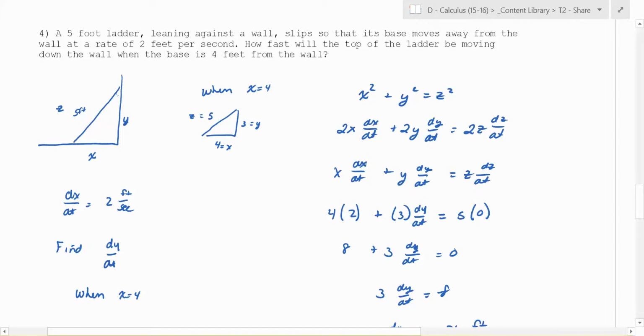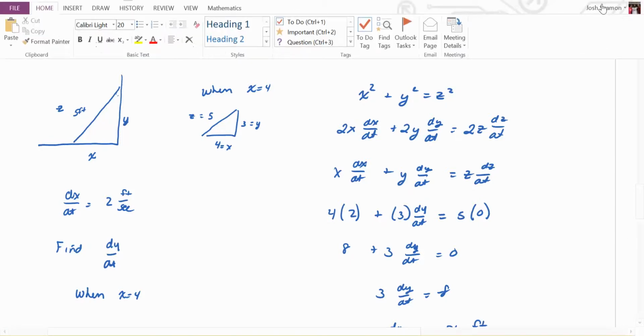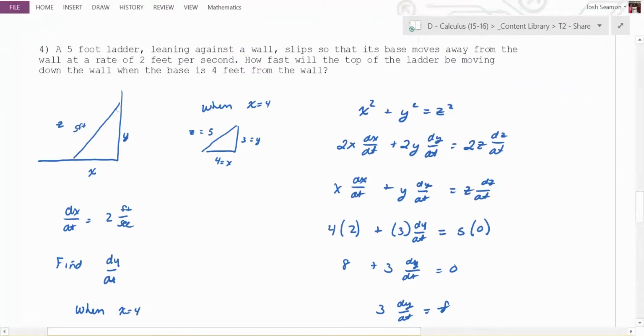Which rate of change do we know on this one? It slips down, it moves away from the base of the wall at 2 feet per second. So d what? What one do we know? We know that one. We know dx/dt is 2 feet per second.